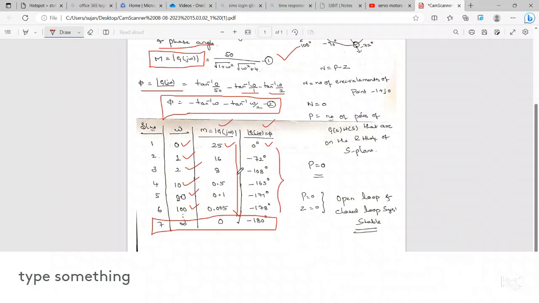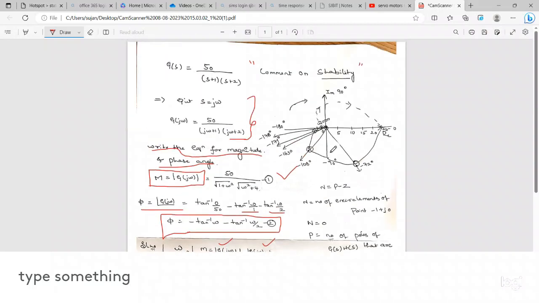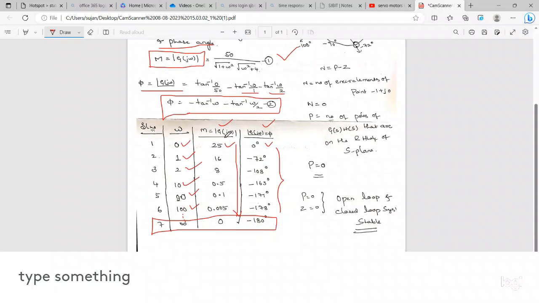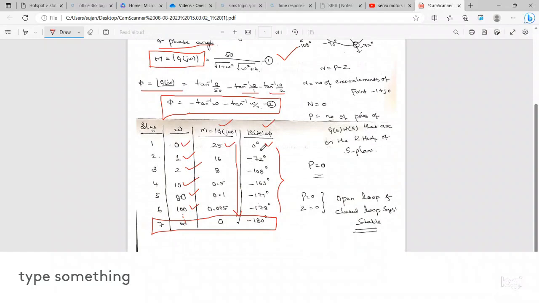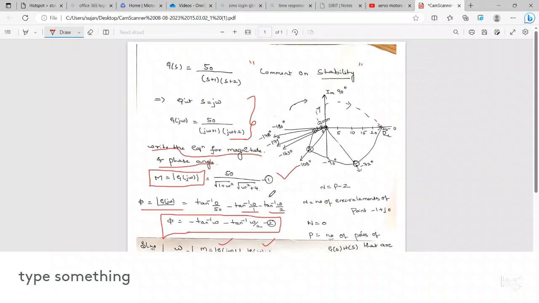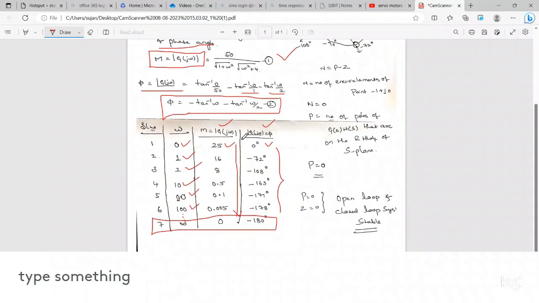Okay, next after calculating these values, we will go for the graph. First I will make the imaginary axis and the real axis. The maximum value of magnitude is 25, so up to 25 we need to take the real axis. And next we need to have the angular conditions. The first angular condition is 0 degree, the second is minus 72 degree, next is minus 108, minus 163, minus 171, minus 178, minus 180 degree.